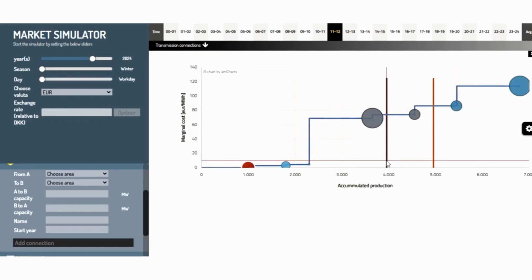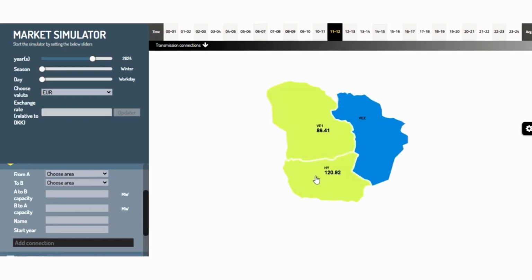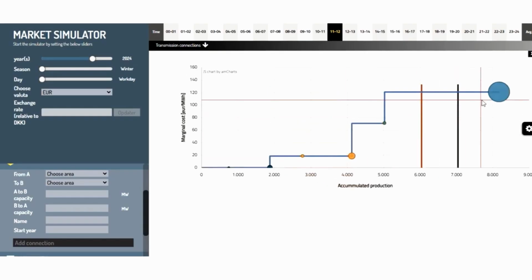This here is the demand in V1. This is the production in V1. So I produce more than I consume in V1, and the difference here is the 1000 megawatt that I export to HI. So this here is the price setting unit, and if we click here on HI, I can see that this is still the price setting unit, but this here is the demand and this here is the production. So now I have imported 1000 megawatt capacity from V1.